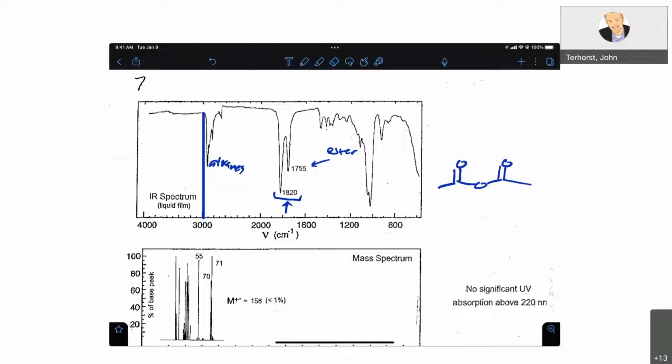Each side of the anhydride kind of looks like an ester. So I'm actually going to erase that. I'm going to say it's not an ester. It's high like an ester would be, but it's two peaks. So that's the anhydride.